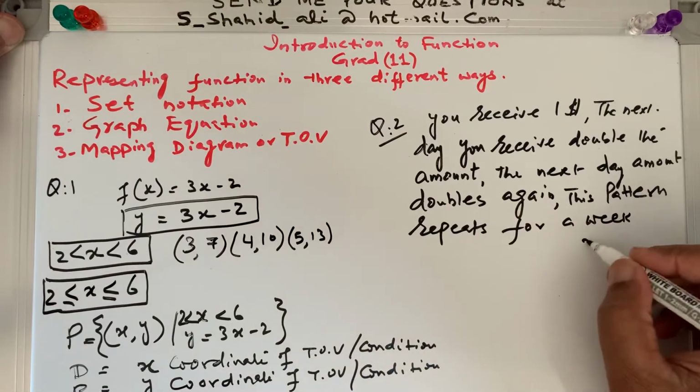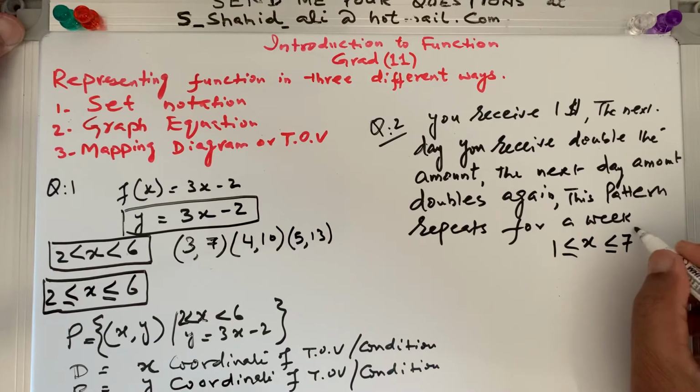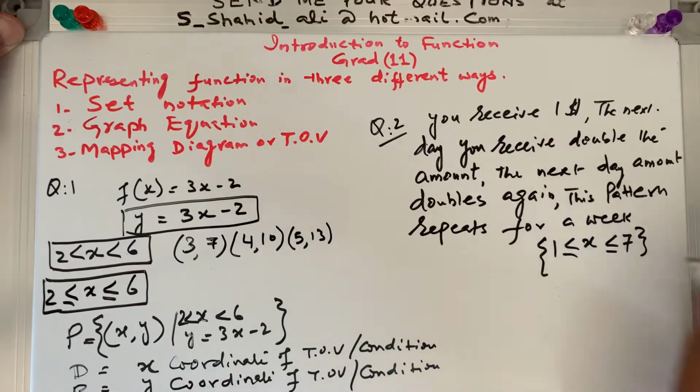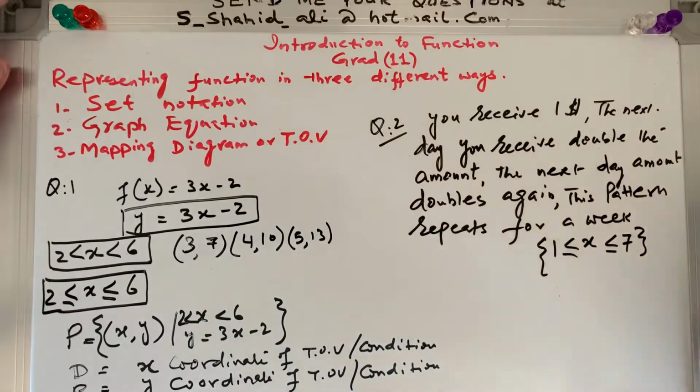For a week means x belongs to, or x is in between 1 and 7. So 1 and 7 is included here, right? Because for a week, x repeats from 1 to 7 days. So that is my condition on x, right? So now we have to see the three things. Set notation. What would be the set notation?